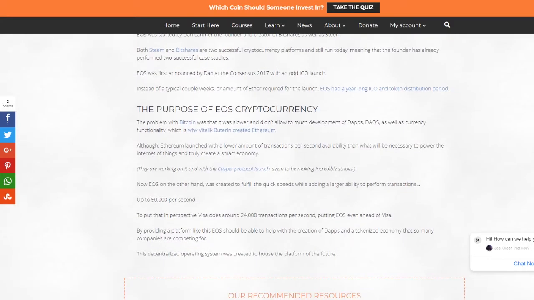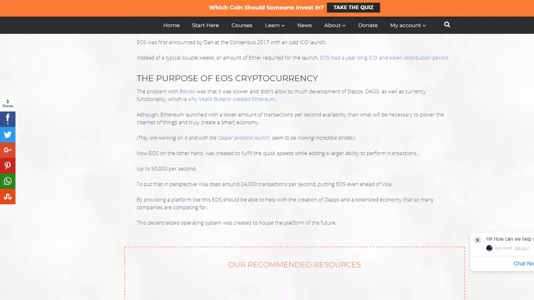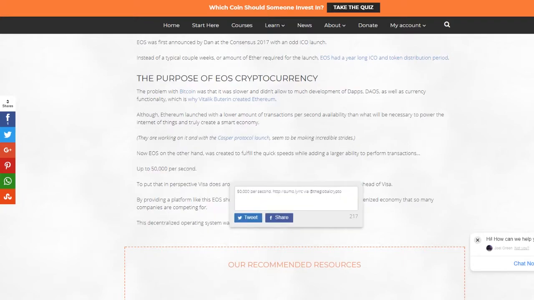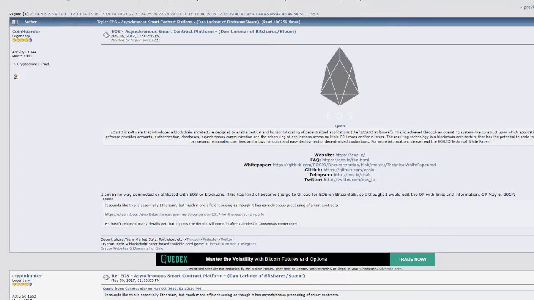Now let's move on and look at the purpose of the EOS cryptocurrency, and it talks about how EOS has the ability to run dApps, DAOs, and pretty much function well as a good cryptocurrency. And because it has the scalability to reach up to 50,000 to a million, as stated down here, it has the potential to scale to millions of transactions per second.